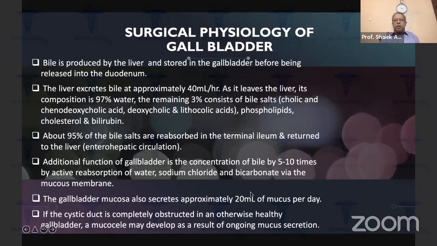This is also an important thing, the amount of mucus which is secreted per day in the gallbladder. I mentioned that ml because in Part 1 examinations, FCPS, some of the MCQ questions may arise from here. For that reason, I take the description here. If the cystic duct is completely obstructed in an otherwise healthy gallbladder, a mucocele may develop as a result of ongoing mucus secretion.